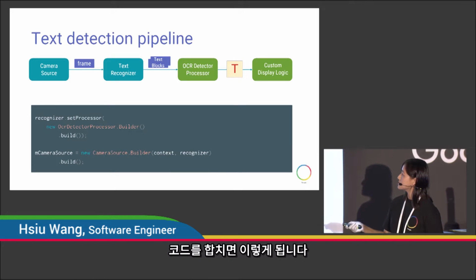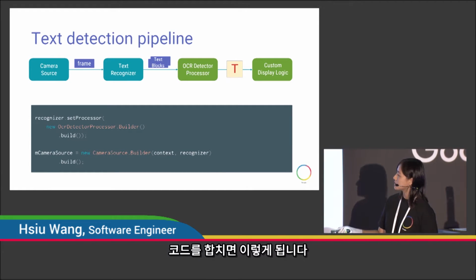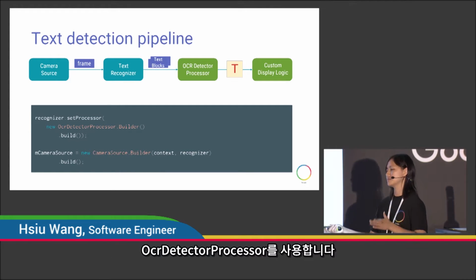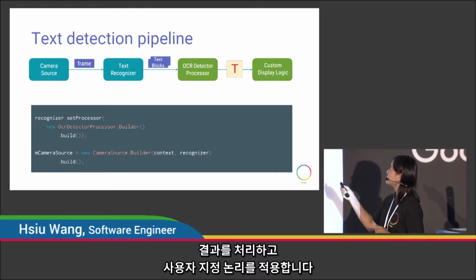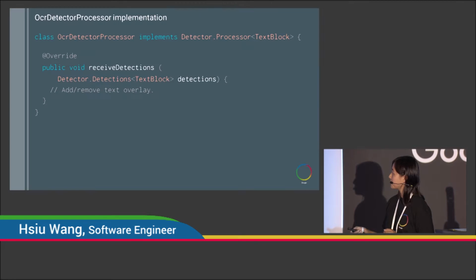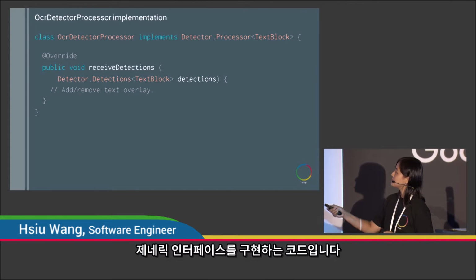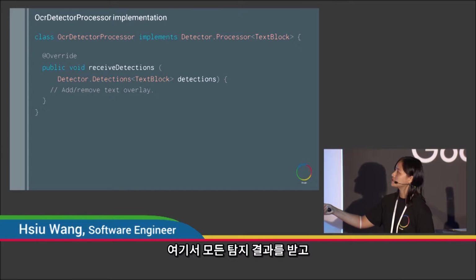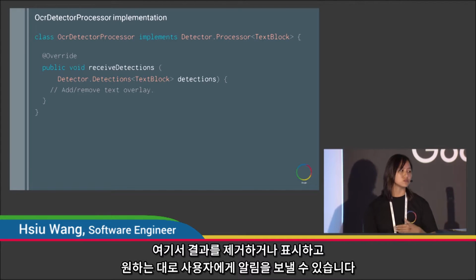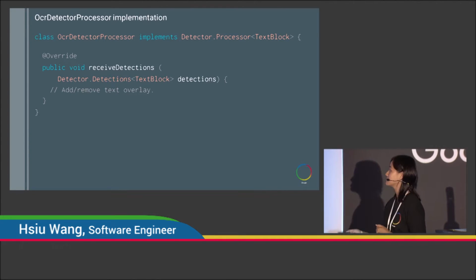So this is how we're going to put it together. Instead of the multiprocessor or the largest face focusing processor, we're using an OCR detector processor. And then you pump it through, and you customize your display logic. So it's very simple. This one implements the generic interfaces. Here is where you will receive all the detection results. And then here, that's where you can remove or display results or alert the user in any way you would like.